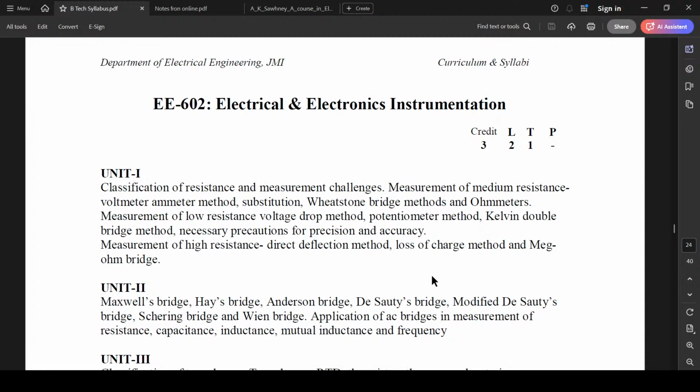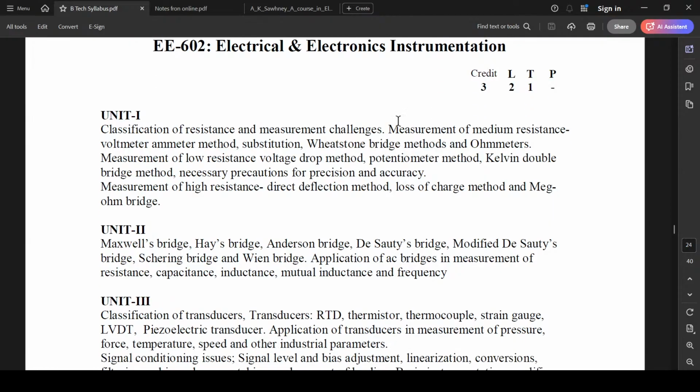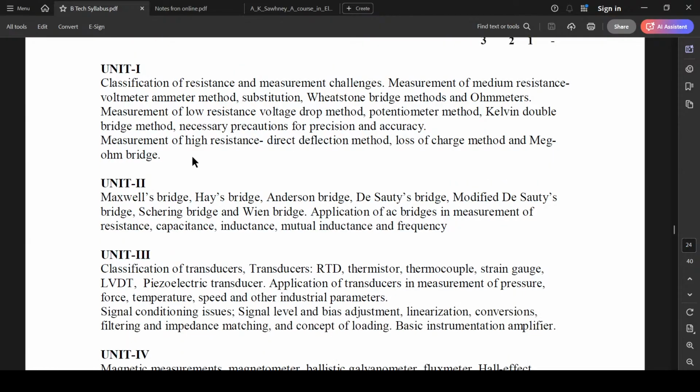Hello everyone, we are going to study electrical and electronics instrumentation from electrical engineering. This is one of the subjects, and you can see the unit.